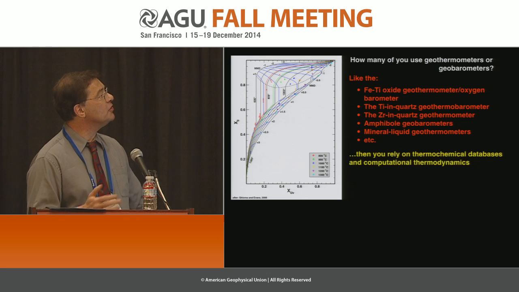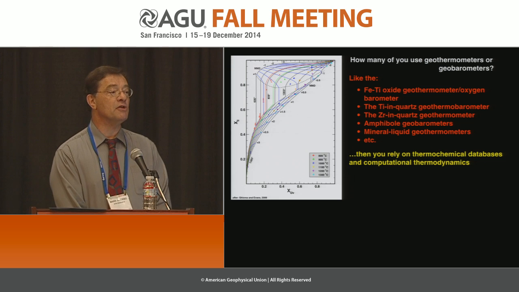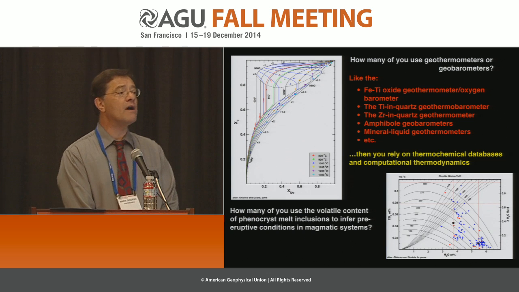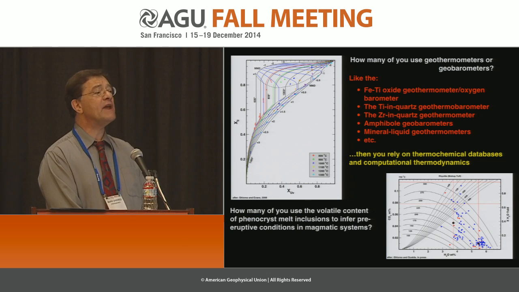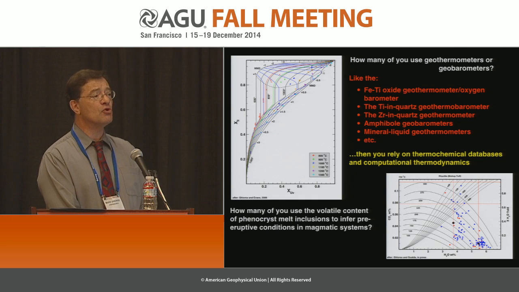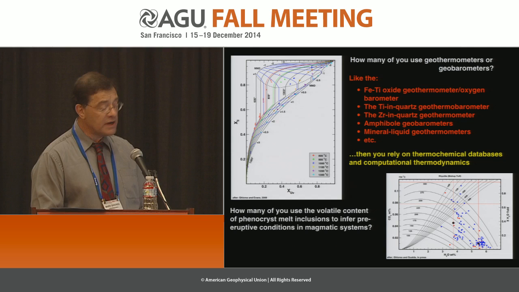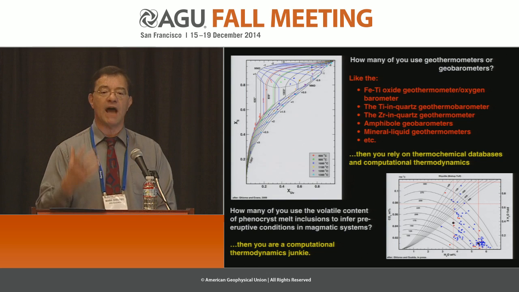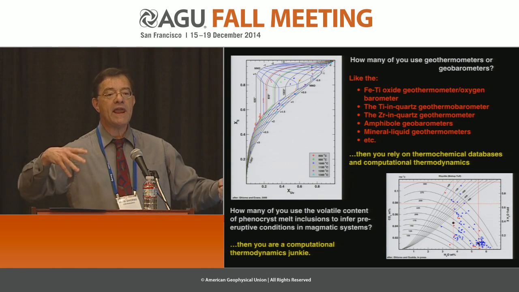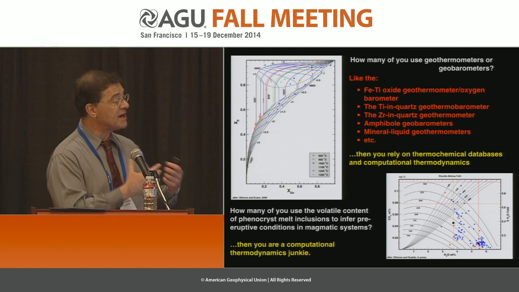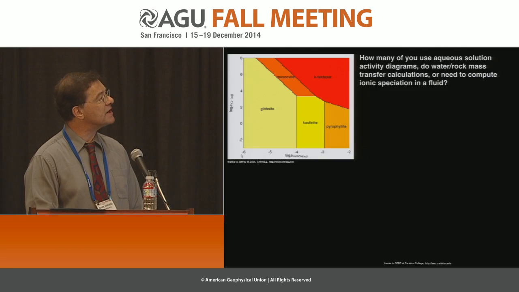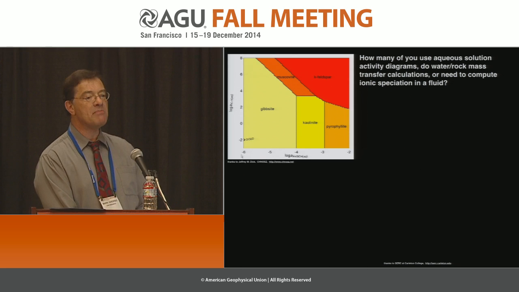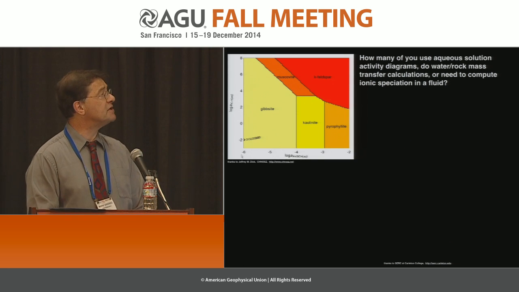Well, if you've done that, you have used thermochemical databases and you've used computational thermodynamics. If you've calculated pressures from the water CO2 ratios in melt inclusions or glass inclusions in quartzes and silicic volcanic rocks, you not only have used thermodynamics, but you're really a thermodynamics junkie, because the very basic diagram that you've used, the way in which the experimental data are interpreted, is fundamentally through a filter of underlying thermodynamic theory. Anyone that's used activity-activity diagrams for aqueous solutions or done mass transfer calculations has used computational thermodynamics.